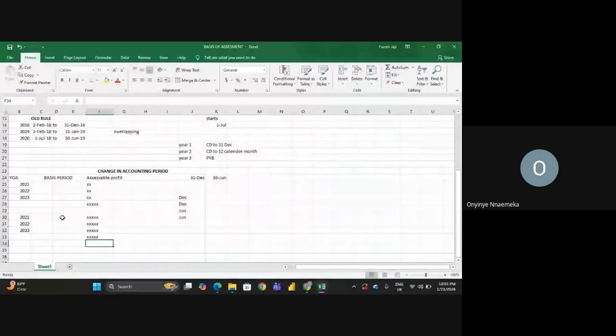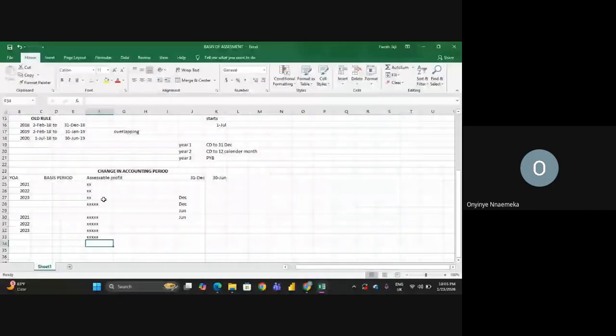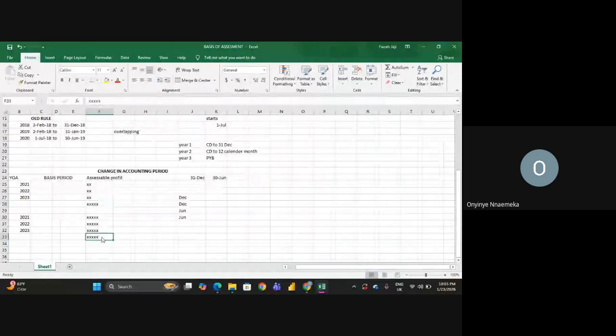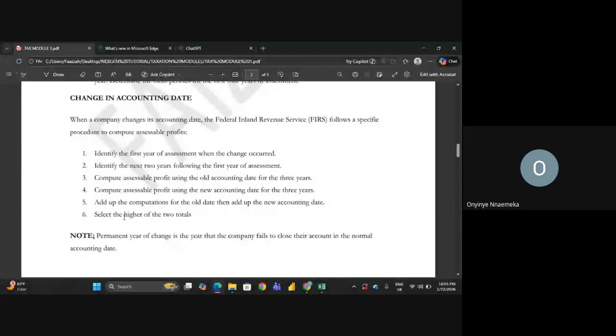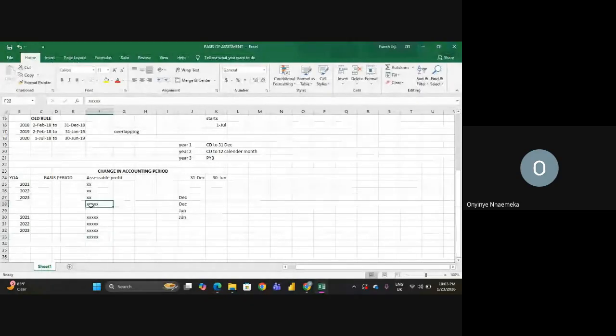But what would the tax authority now do? This one is to add up the new dates, which is what we have done before. This is the addition of the two. Add all this one together, add all this one together. What would they now do? Select the higher of the two. The tax that you are going to pay is going to be on the higher of these two.